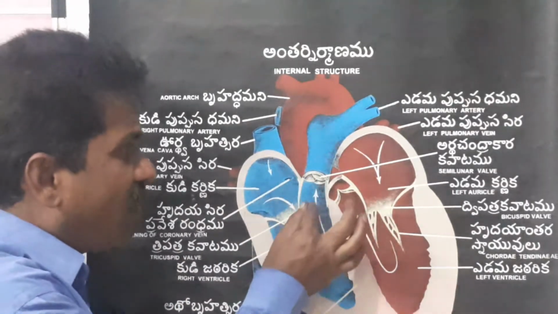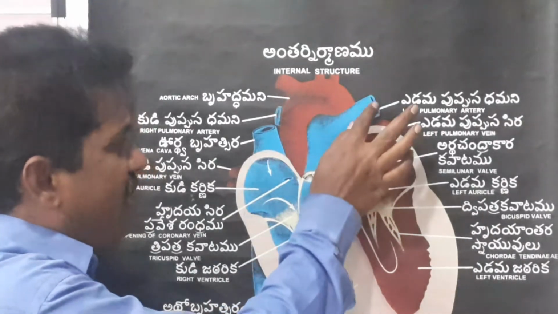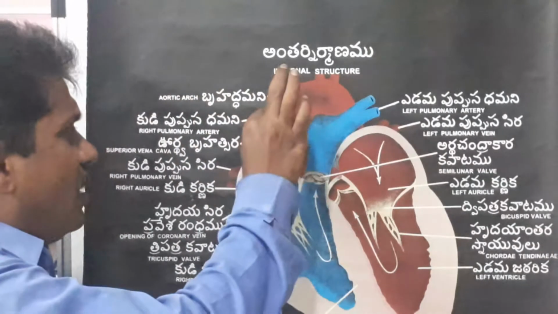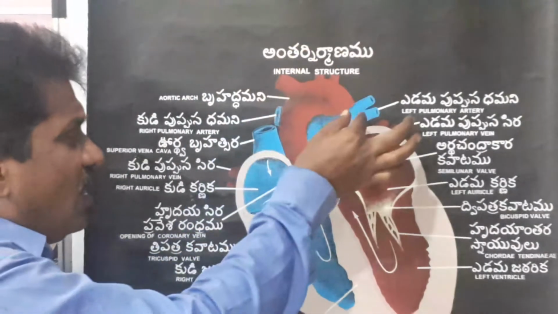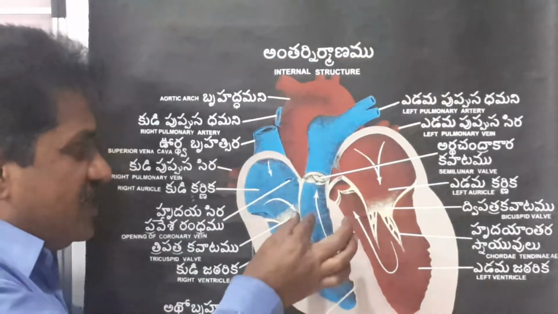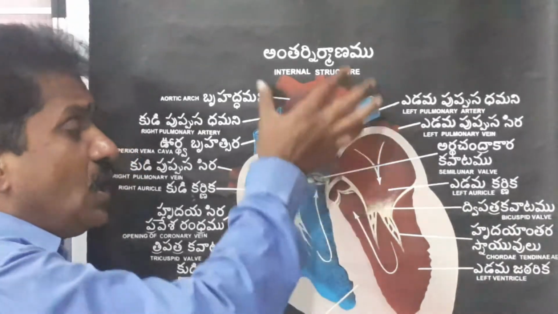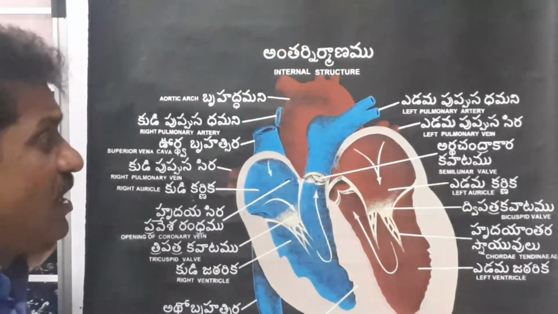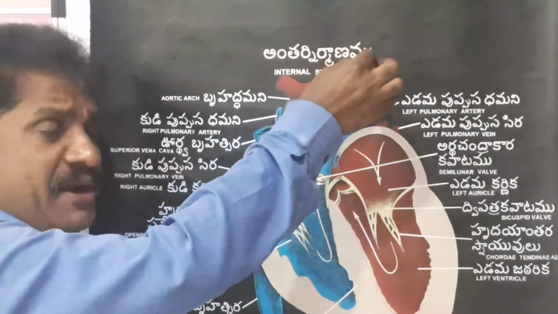This pulmonary artery is divided into left pulmonary artery and right pulmonary artery. Right pulmonary artery enters into right lung, left pulmonary artery enters into left lung. This pulmonary artery carries the deoxygenated blood from heart to lungs. In the lungs, deoxygenated blood is converted into oxygenated blood.